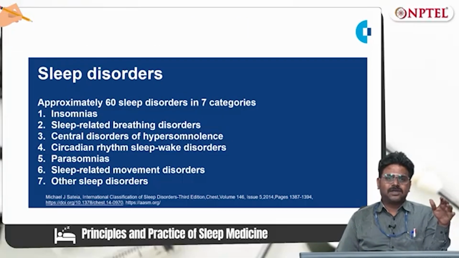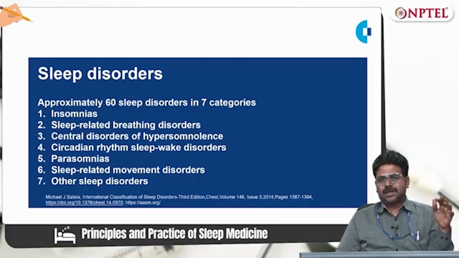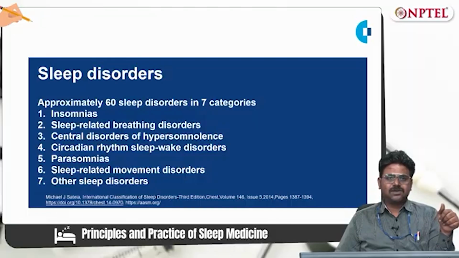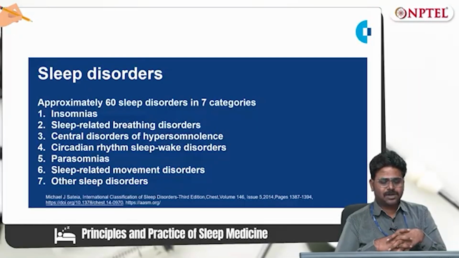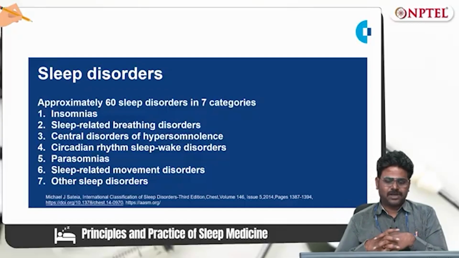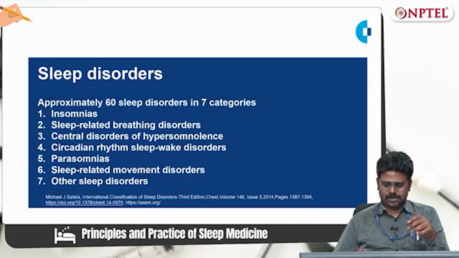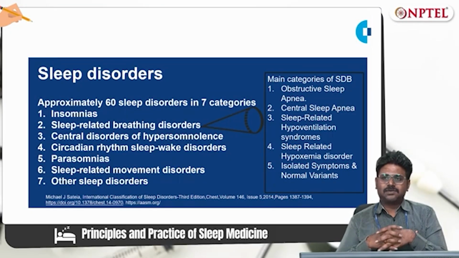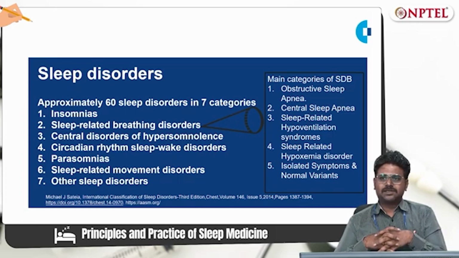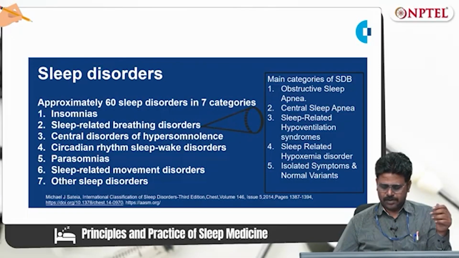Approximately 60 sleep disorders have been identified in 7 categories, which include insomnias, sleep-related breathing disorders, central disorders of hypersomnolence, circadian rhythm sleep-wake disorders, parasomnias, sleep-related movement disorders, and other sleep disorders. The main categories of sleep-related breathing disorders are obstructive sleep apnea, central sleep apnea, sleep-related hyperventilation syndrome, sleep-related hypoxemic disorder, isolated symptoms, and normal variants.